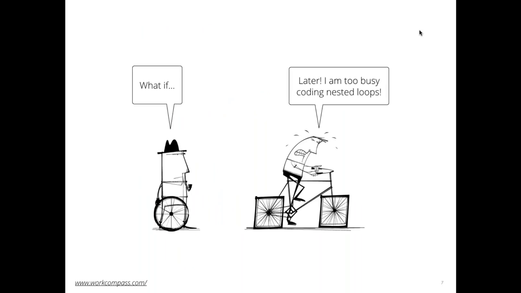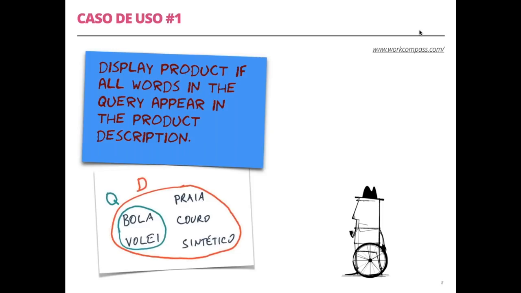Now, I see this a lot, people reinventing the wheel, and this would be an example of reinventing the wheel. A practical language should have a good set type, in my opinion. Because this is an example of a subset test. The words in Portuguese there: volley and ball are the query, and beach, synthetic, and leather are part of the description. The description also includes ball and volley. So if the query is a subset of the description, then yes, there's a match.